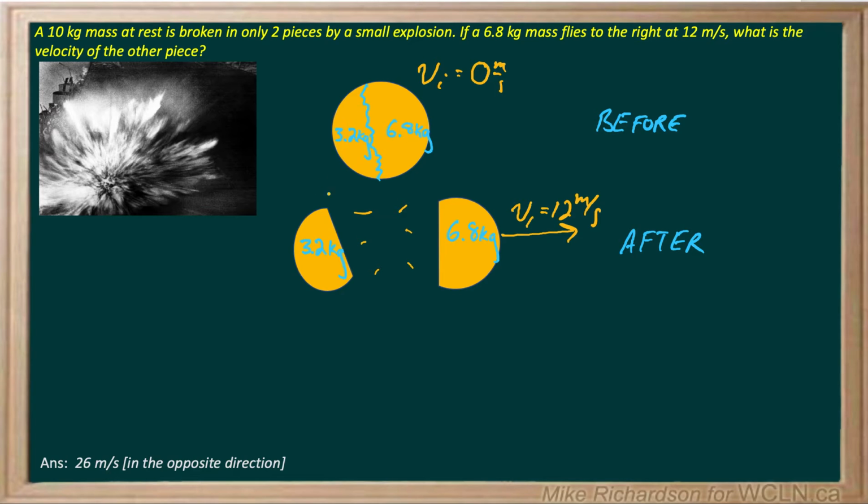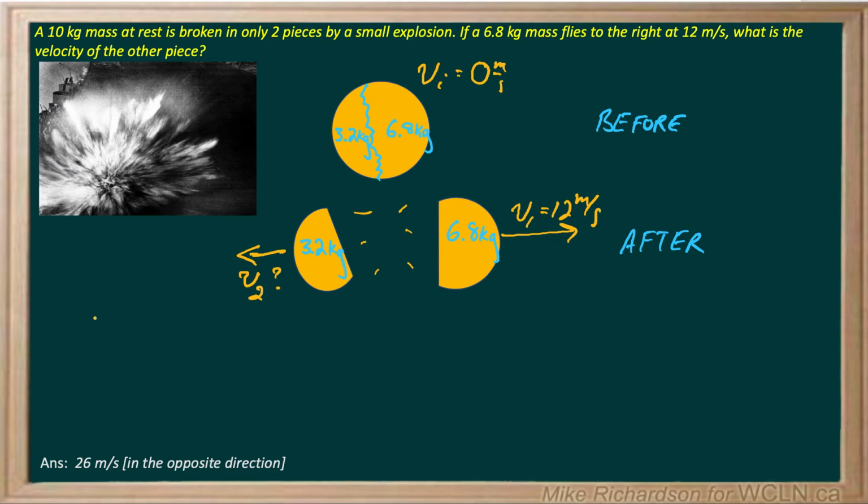Now, I've taken the liberty of showing you that the other piece is 3.2 kilograms in mass because they have to add up to 10 kilograms. So 6.8 plus 3.2 makes 10 kilograms. And the question is, what is the final velocity? And I'll just go V2 for that 3.2 kilogram piece.